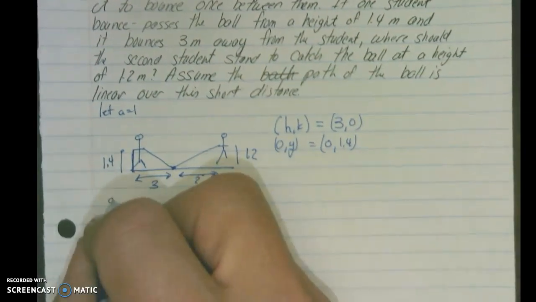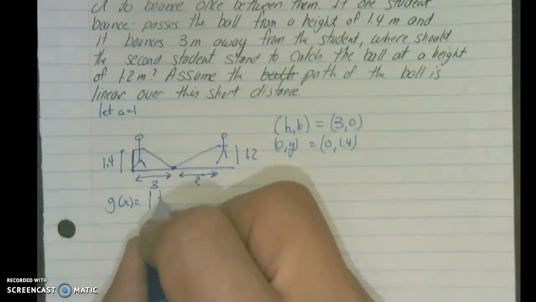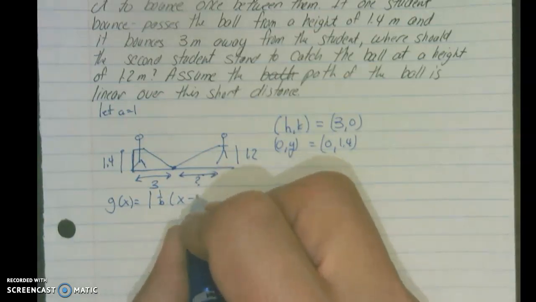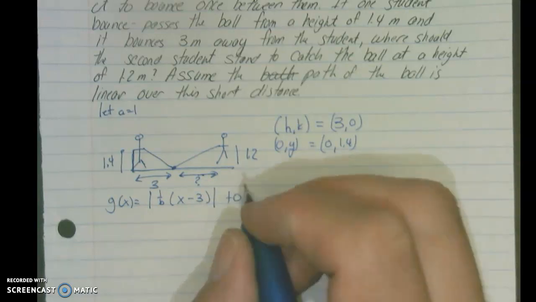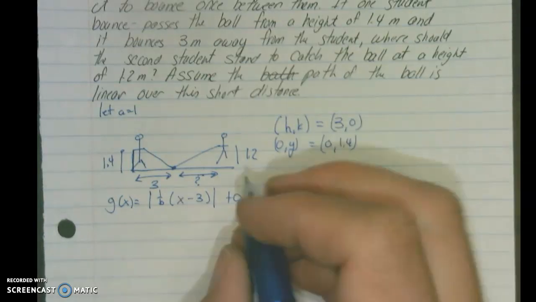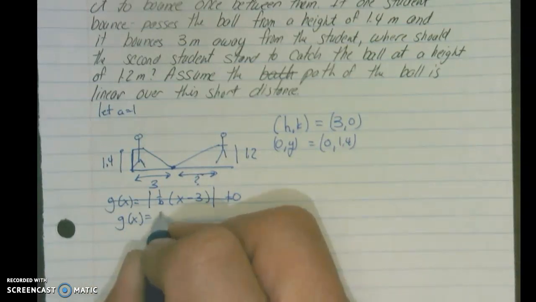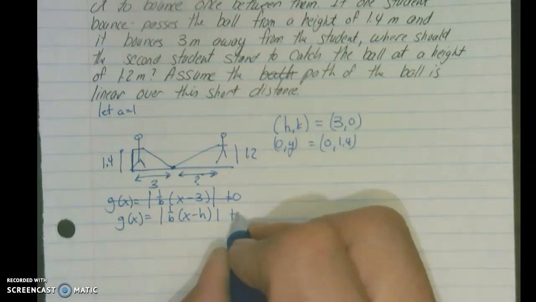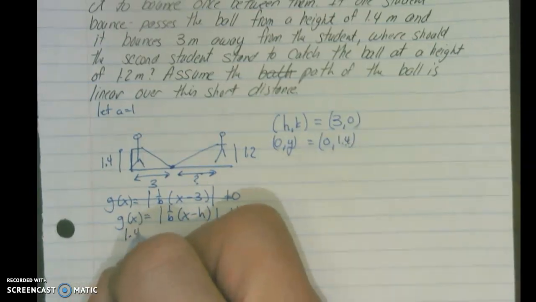So we're going to go with g of x. We're going to say a is 1. So I'm going to go 1 over b, and then we're going to have x minus 3 plus 0. I jumped ahead of myself. I apologize, people. g of x is equal to the absolute value of 1 over b, x minus h, plus k. All right. g of x is 1.4.